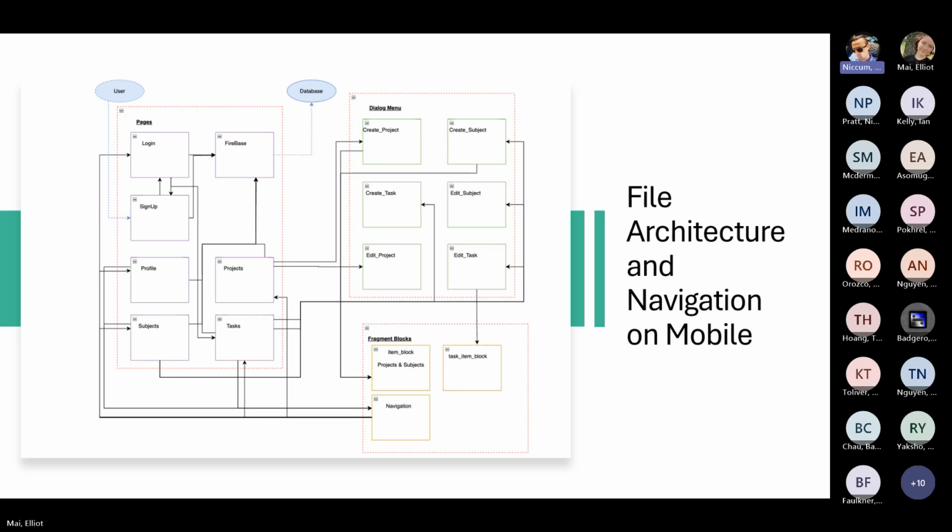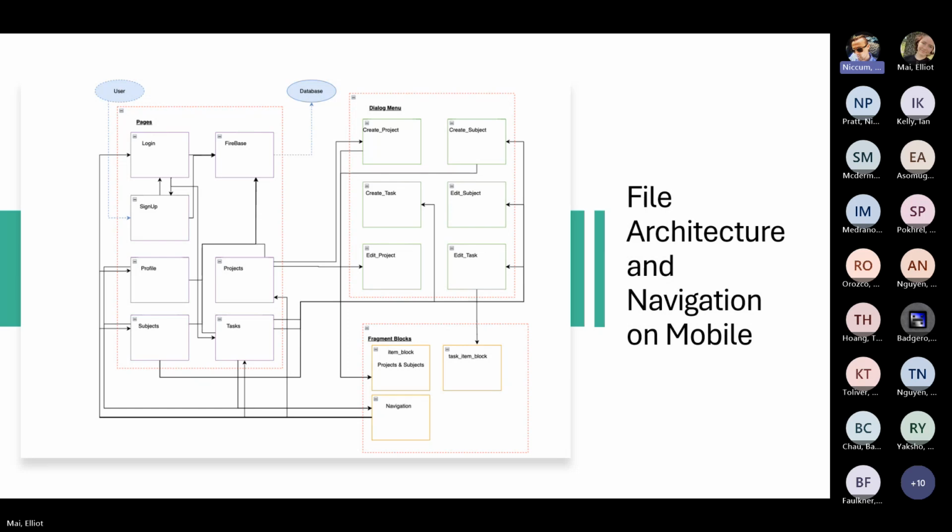And then to the bottom right, you've got the fragment blocks. This is small blocks of information that populate or always exist. In the case of the navigation, that is a toolbar at the top that rides along no matter what page you're on and allows navigation to each of the different pages except the login and sign up. And it also has an access to a logout option that will take you back to the sign up. The item block and the task item block are populated as needed to show subjects, projects, tasks.